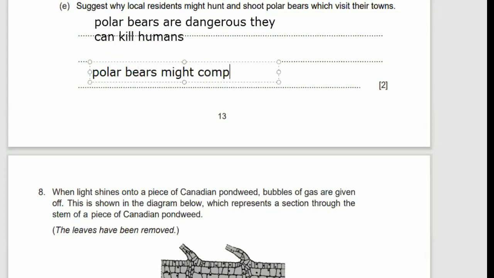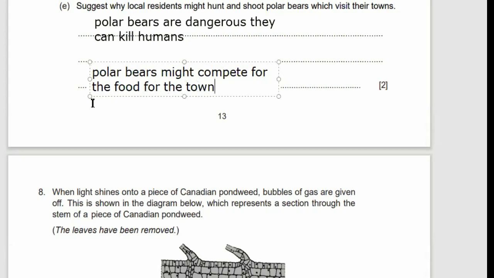The polar bears might compete for the food for the town. So it's not just that the polar bears are dangerous and they might kill the humans. The polar bears may steal the food or compete for the food that the townspeople are eating. So if the townspeople are hunting seals, the polar bears may eat the seals, etc.